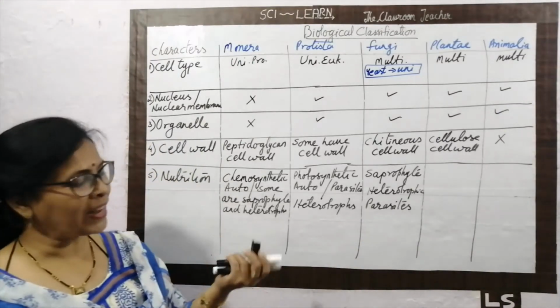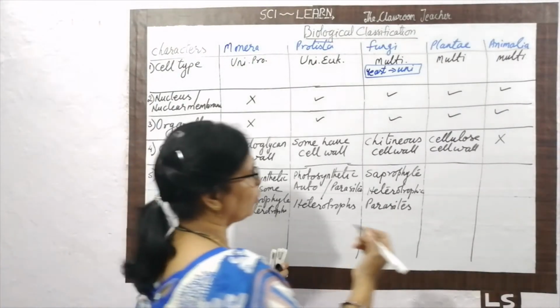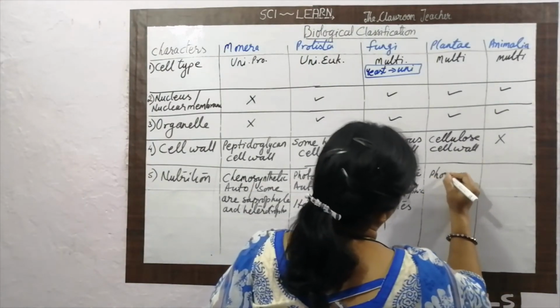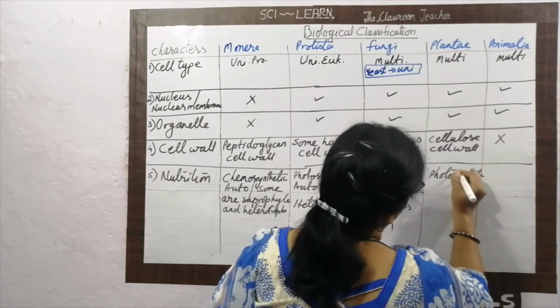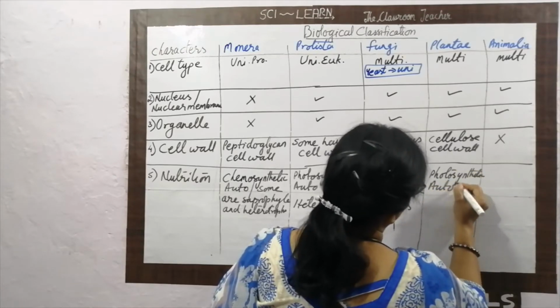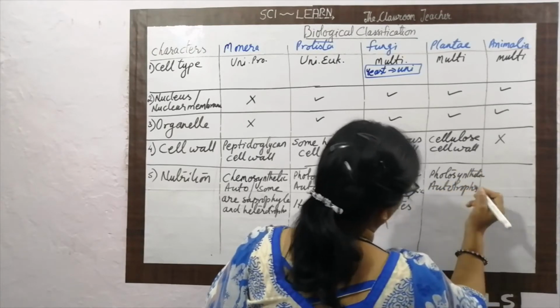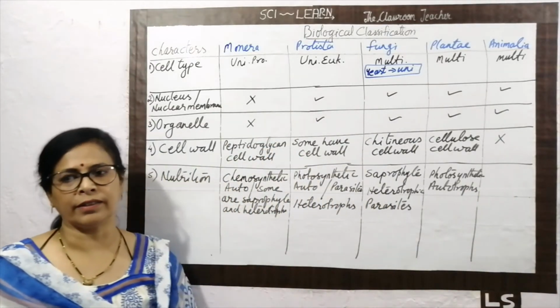What about the Plantae? All the Plantae are photosynthetic autotrophs. They prepare the food for the whole earth. So they are photosynthetic autotrophs.